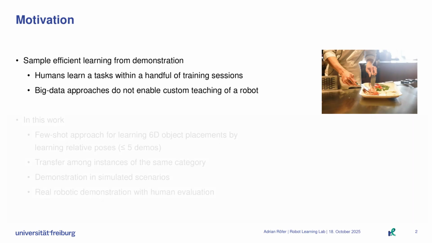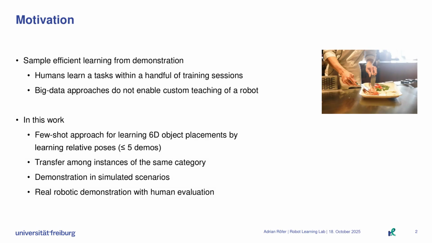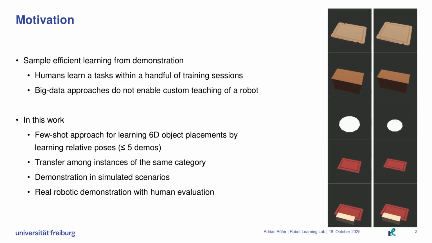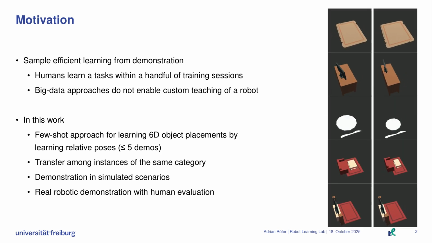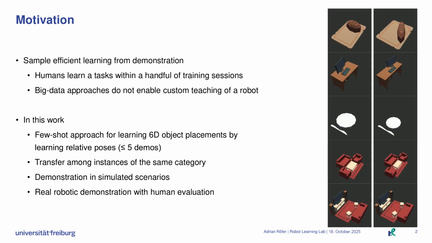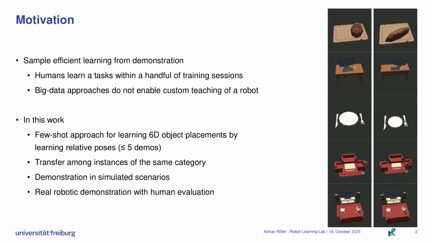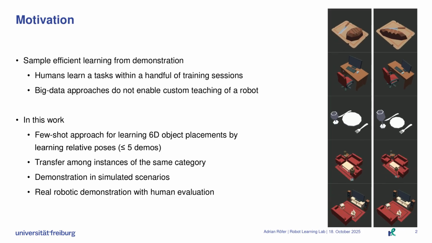robots. In this work, we present an approach for learning 6D object placements through relative poses from no more than 5 demonstrations. Our approach enables transferring learned models of object poses to other object instances of the same category. In addition, we propose a technique for optimizing trained models and reducing the influence of distractors. We demonstrate our approach in simulation and on a real robot, the performance of which is evaluated by humans.